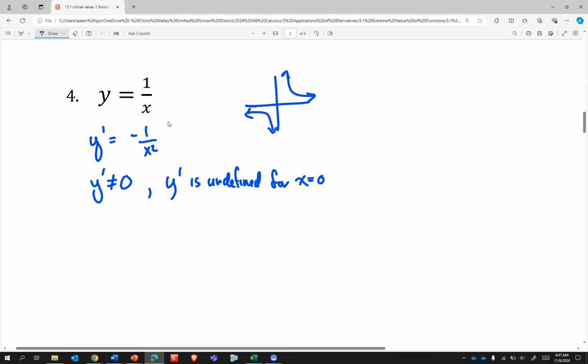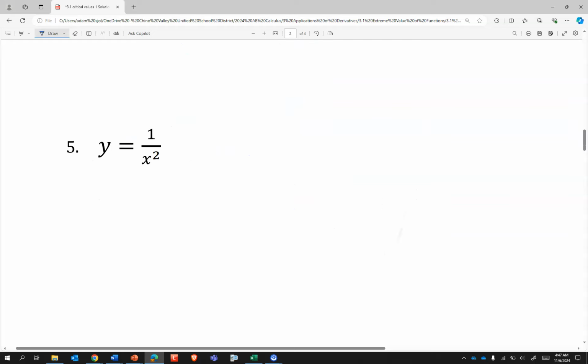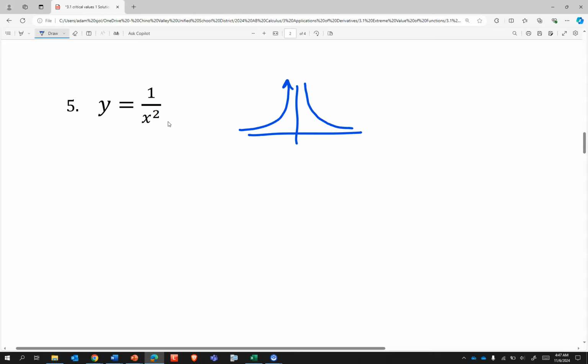Now, 1 over x is undefined at x equals 0, so no critical values. I guess something implicit in a critical value is the graph has to exist at that critical value. Continuity again. And so kind of the same thing happens here for 1 over x squared.